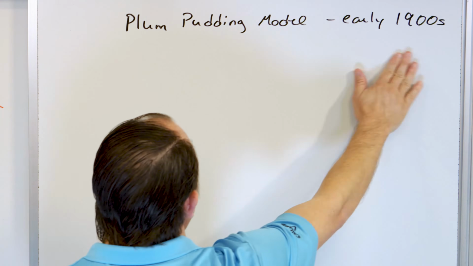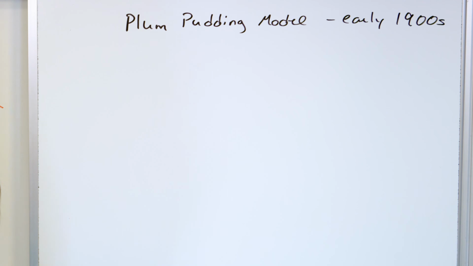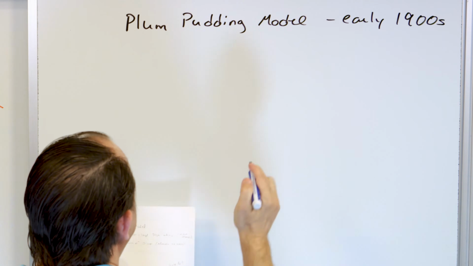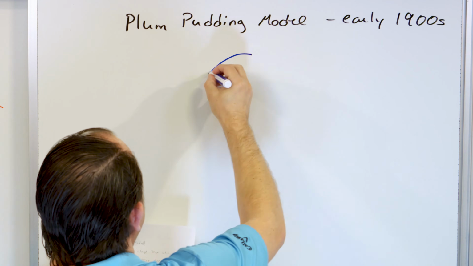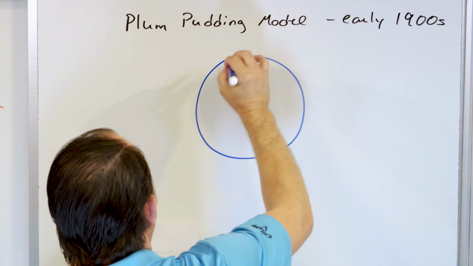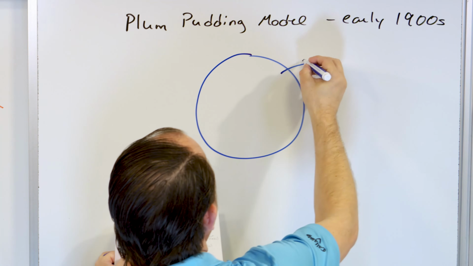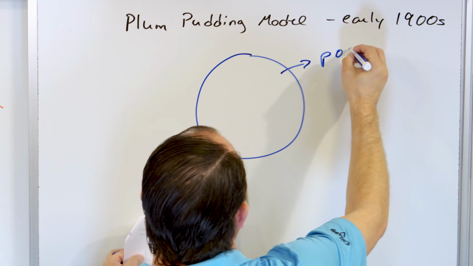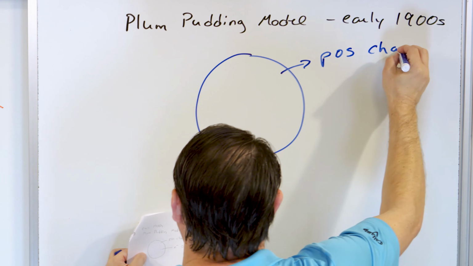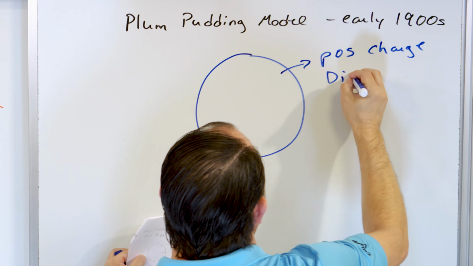So they figured out the plum pudding model, which we now know to be completely wrong, but it was a good idea, right? What they basically said is maybe the atom is just a blob, a circular blob, which is mostly comprised of the positive charge distribution.